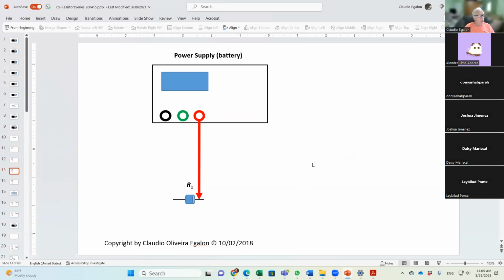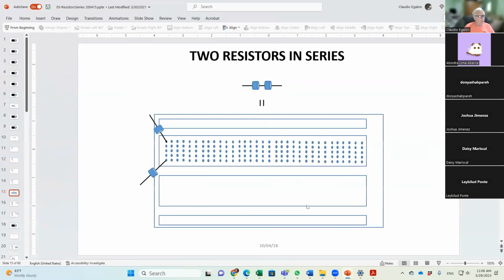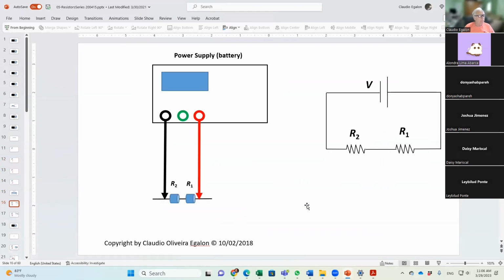And then you connect. Here at the end, we have the alligator clip. That's what the arrow is all about. Connect the alligator clip to the resistor. And connect the second resistor to the first resistor. And close the circuit. Okay? And close the circuit.